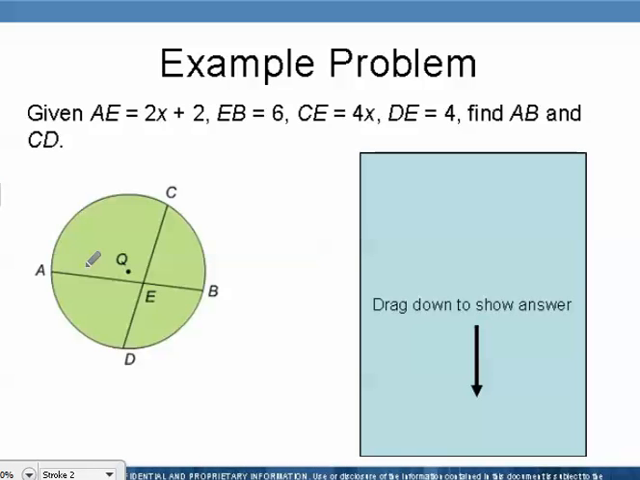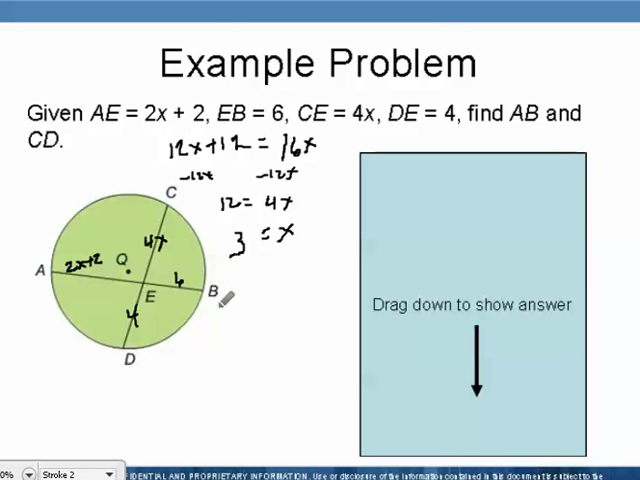AE, we got here 2x plus 2. And for EB over here, we got 6. So I'm going to multiply those together, and I'm going to get 12x plus 12. And for CE here, we've got 4x. And for DE, we've got 4. And so I'm going to multiply those together. They're going to be equal. 4 times 4 is 16x. So if I subtract the 12x from both sides, I'll get that 12 is equal to 4x, or x is equal to 3. We found what x was.